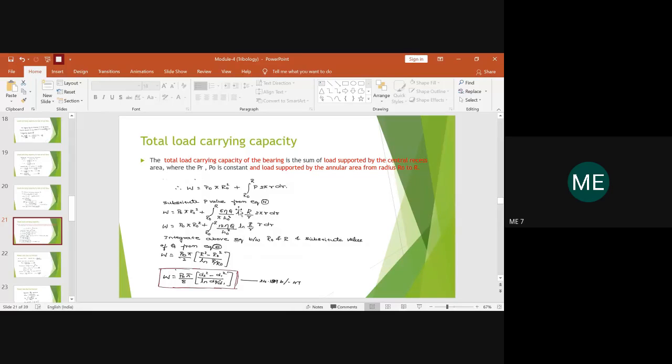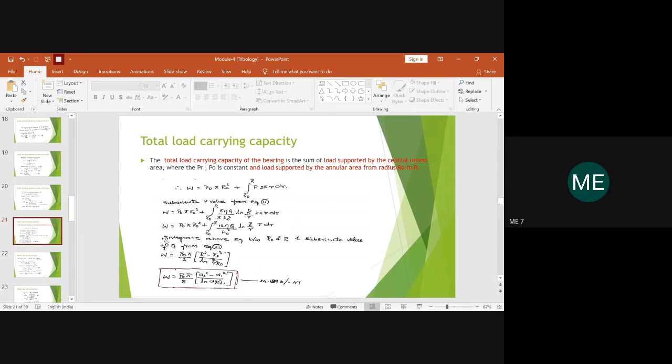After this, we have the log parameter: log of capital R by small r. You can write this in a bracket also. The remaining part is that 2 has gone, pi has gone, so the remaining part is r and dr. This is how you have simplified the second part associated with the elemental ring.